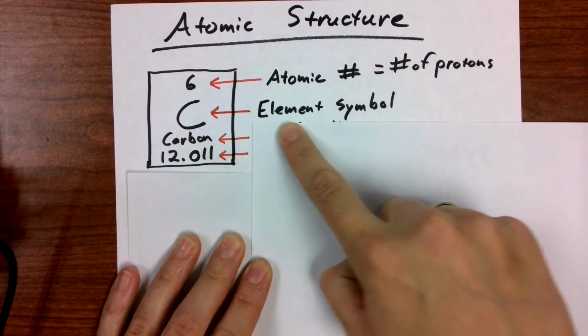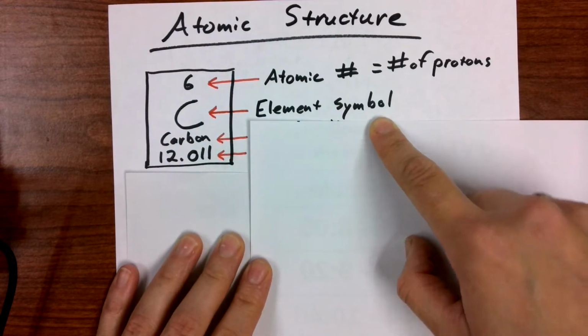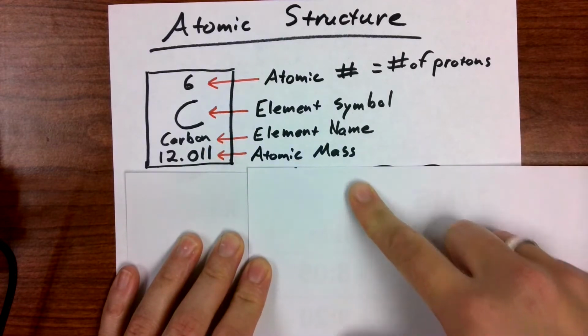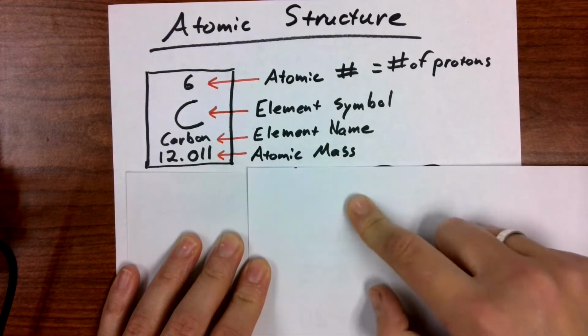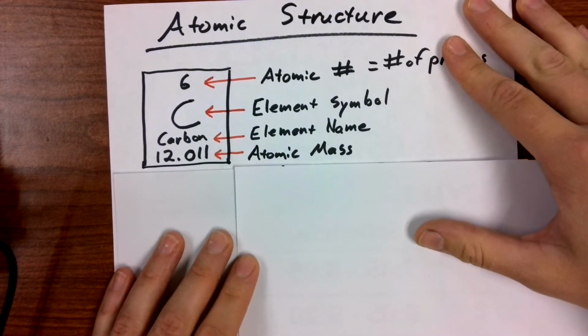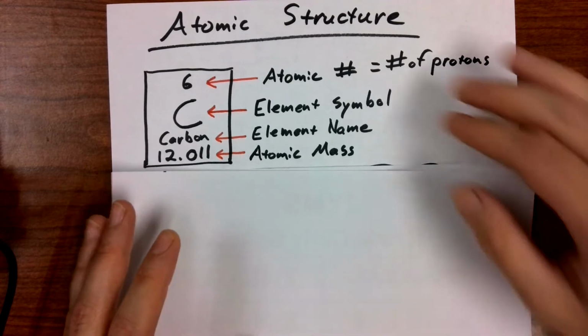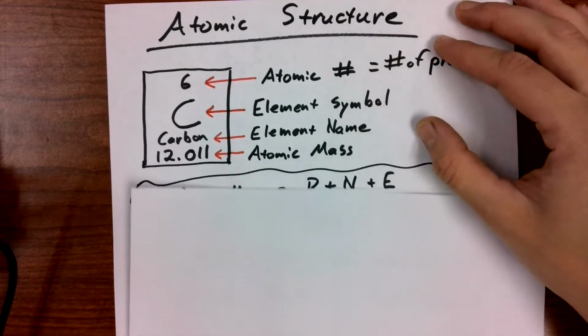The letter is the element symbol. It's usually 1 or 2 letters. The element name is what comes next, and finally the atomic mass is the decimal number, usually at the bottom. Not all periodic tables will have all of these things, but often they do. So get those copied down.